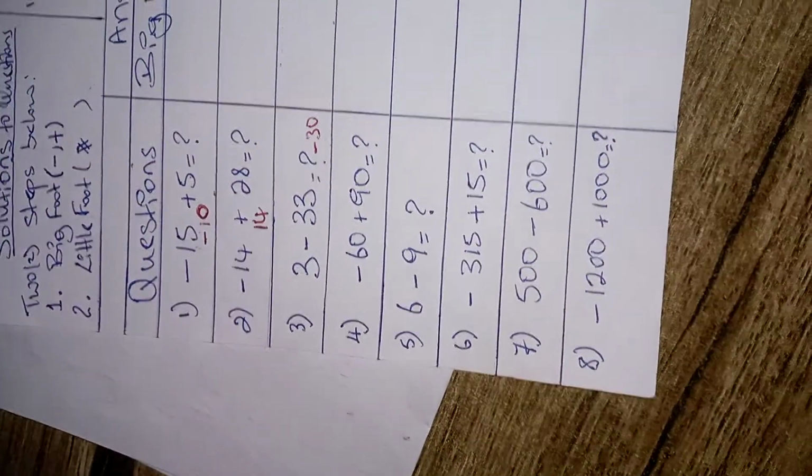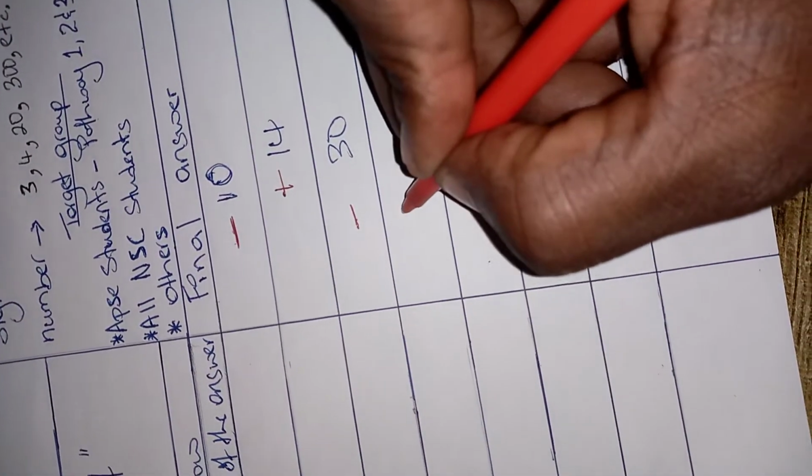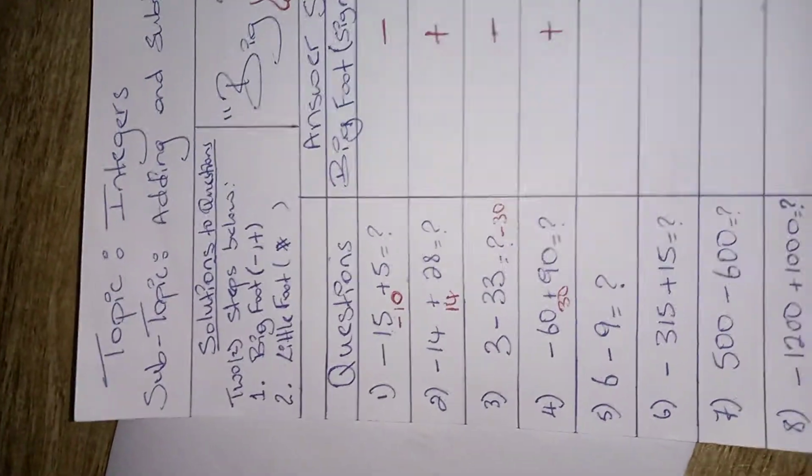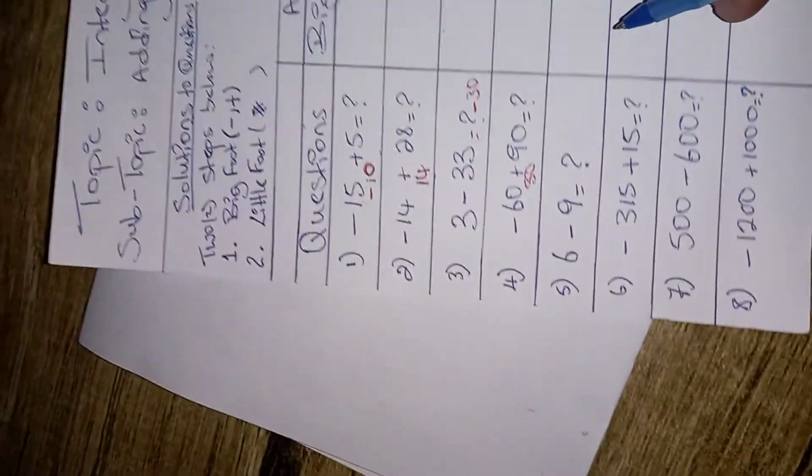60 from 90, 30. Alright, so the answer is going to be what? Positive 30. Remember, you don't have to write the positive sign. Just remember that. So the answer is going to be 30. Now, let's get to this one.